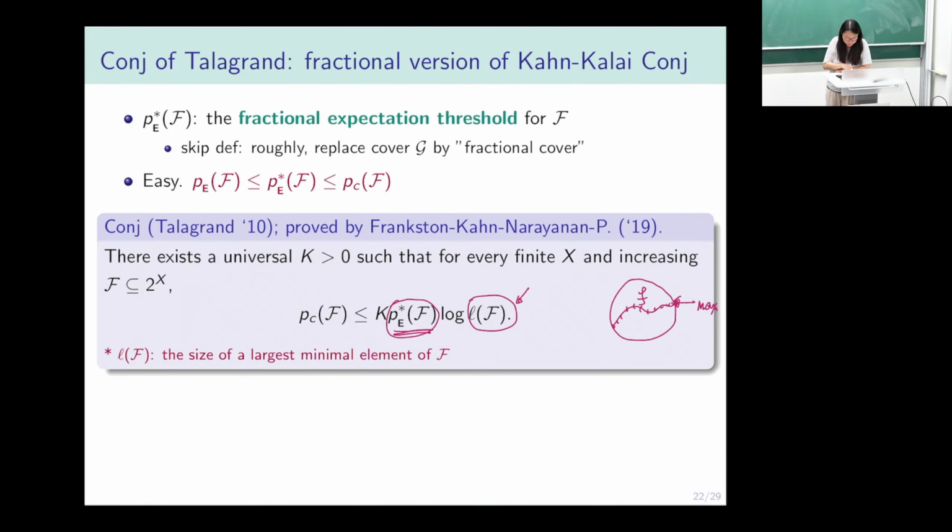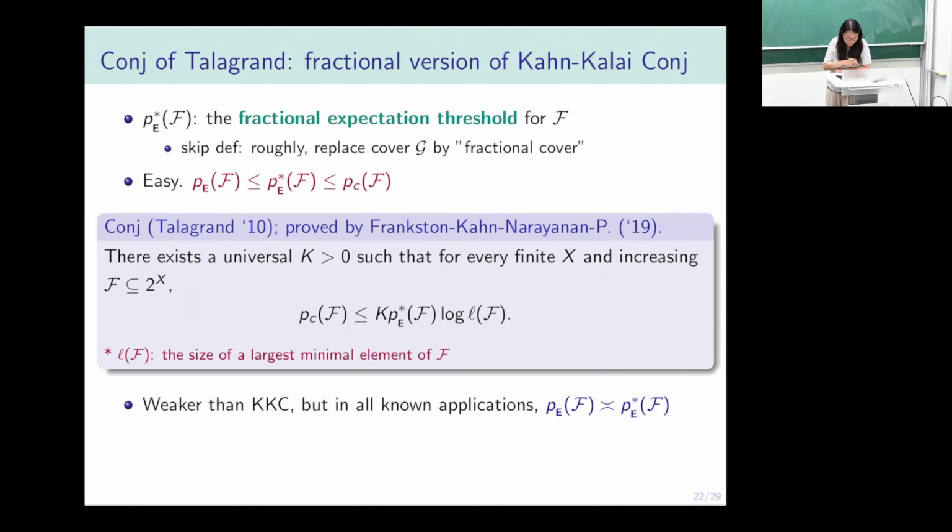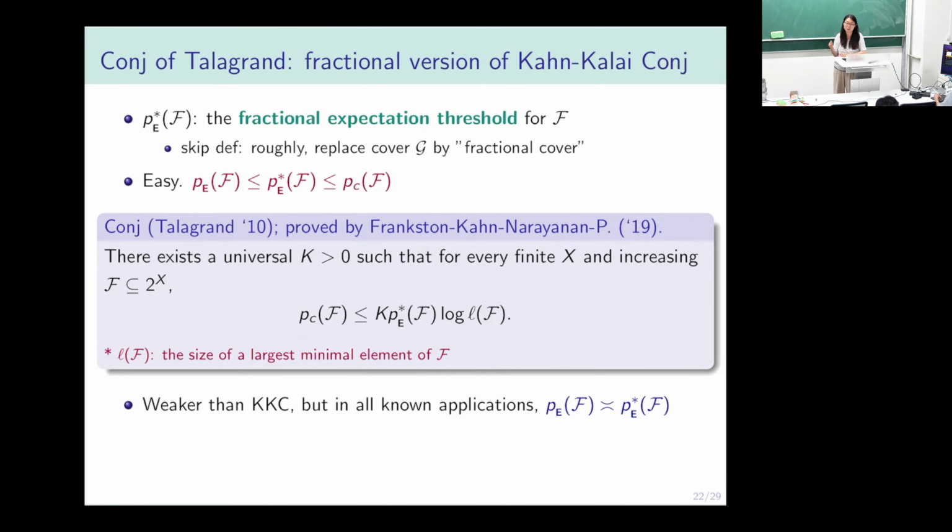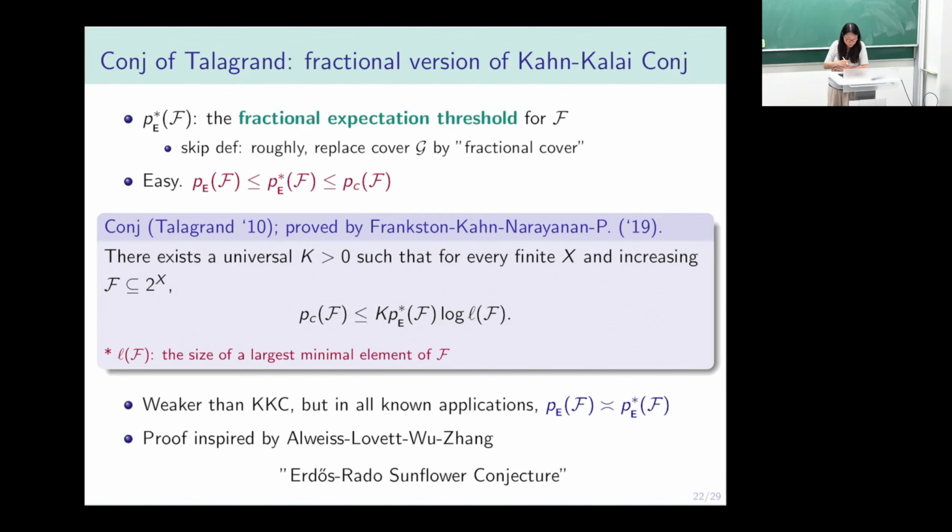Okay, so this is what we proved, and one thing interesting about this statement is that as a statement, this is weaker than the Kahn-Kalai conjecture because the fractional expectation threshold is an upper bound on the expectation threshold. But in all of the known applications, the expectation threshold and the fractional expectation threshold have the same order. So this means everything that's implied by the Kahn-Kalai conjecture is also implied by our weaker result. And this is why our weaker result was also very, very useful. And our proof is inspired by Alweiss, Lovett, Wu, and Zhang, their breakthrough on the Erdős-Rado sunflower conjecture. I'm going to talk about more details about this proof tomorrow.